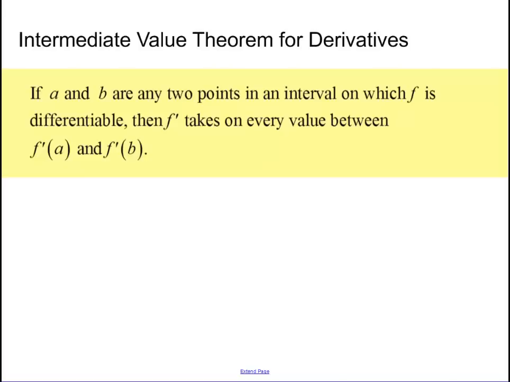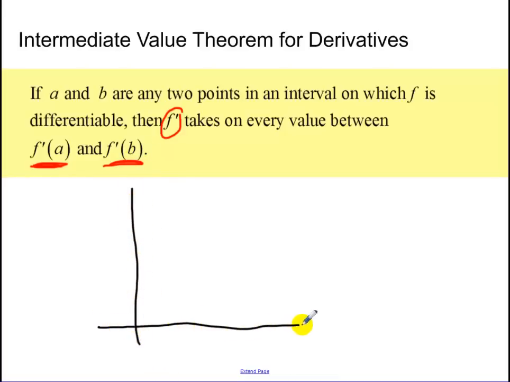Also, an important theorem that we have is the intermediate value theorem for derivatives. Remember, we talked already about the intermediate value theorem for continuity. So if a and b are two points on an interval for which f is differentiable, so it's also continuous, then our derivative takes on every value from f prime of a, the derivative at a, to the derivative at b. So real quick, what that means.